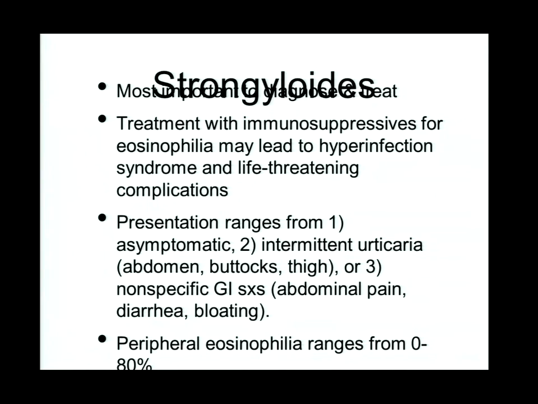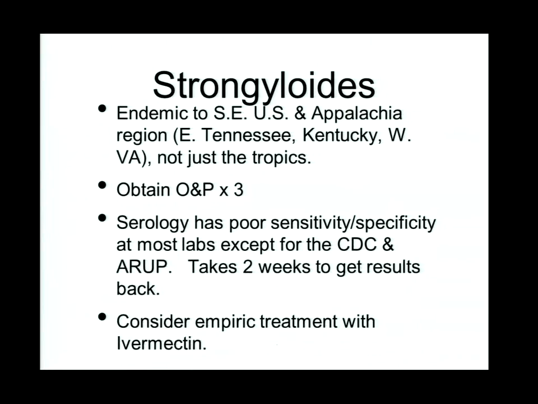So the problem with patients with strongyloides is they can have this for years and be asymptomatic. They have intermittent urticaria, usually in the curl area. And they can also have non-specific GI symptoms of abdominal pain, bloating, diarrhea. And peripheral eosinophilia is not an absolute must in these patients. It can range from 0 when they're asymptomatic to as high as 80%. So to diagnose strongyloides, you obtain an ova and parasite exam.